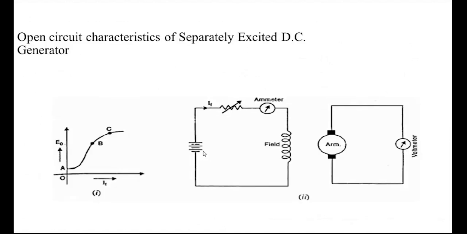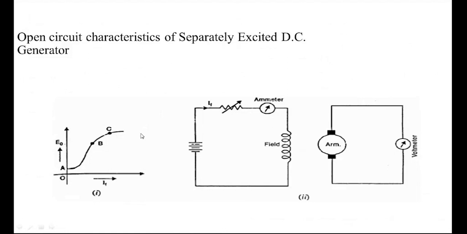Here is the open circuit characteristics curve of the separately excited DC generator. The voltmeter is connected across the armature winding, and the field ammeter is connected in series with the field winding. We draw the curve with the field winding current and no load induced EMF. OA represents the residual induced EMF. As we increase the field current through the field winding, the voltage increases from B to C. After C, it saturates.